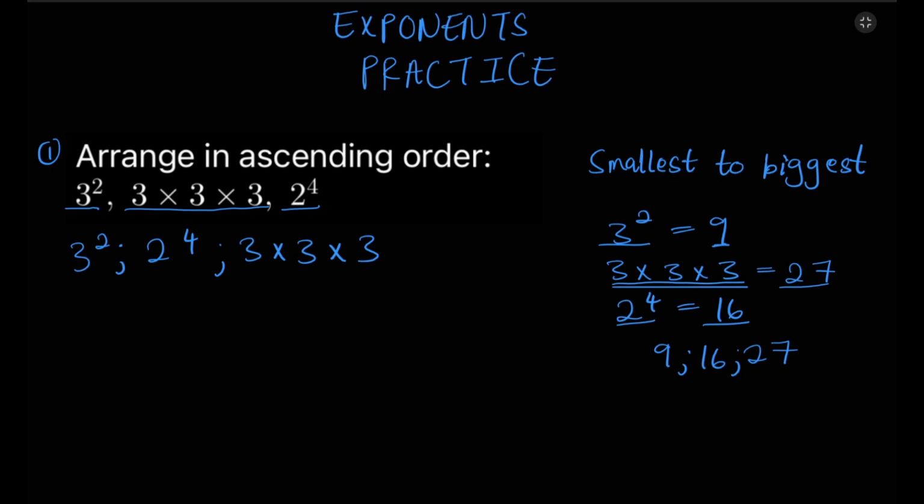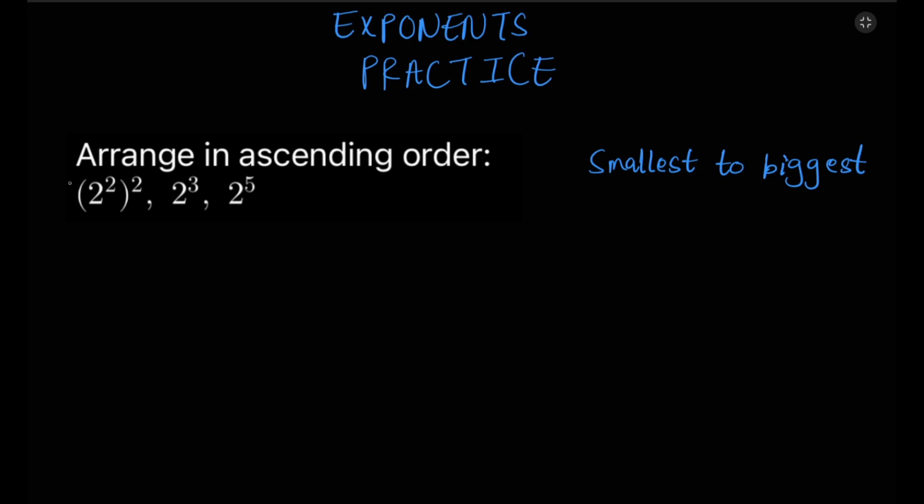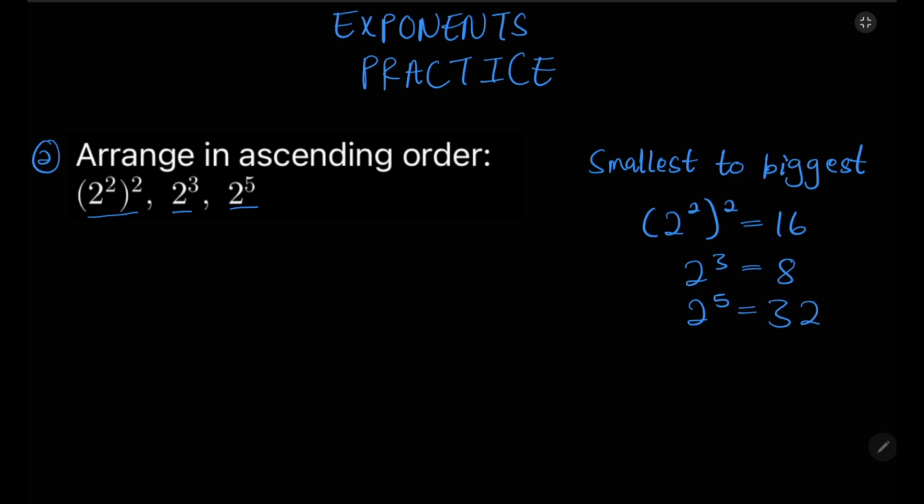Let's do a similar example. Let's arrange this in ascending order. Number 2, we have 2 to the power 2, outside of bracket we have to the power 2, and 2 to the power 3 and 2 to the power 5. To make this easy for ourselves, let's find the values of these. 2 to the power 2, outside of bracket we have to the power 2. Your answer will be 16. Verify with a calculator. Then we have 2 to the power 3. 2 to the power 3 is 8. We then have 2 to the power 5. 2 to the power 5 is 32.